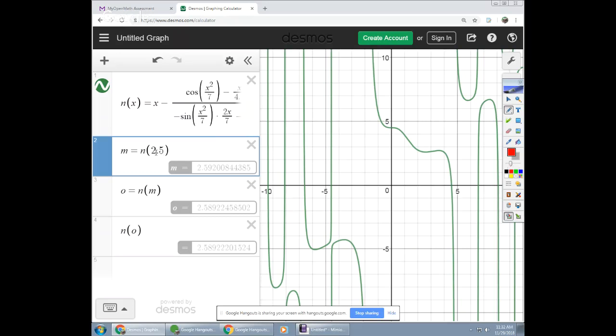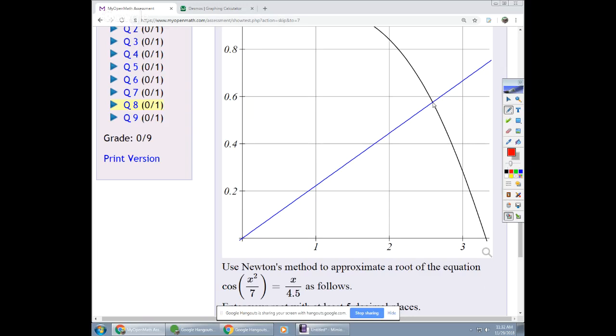Wait, how'd you choose your number again? I just looked at the graph and I said, that looks like about x is 2.5. I could have picked 2.7, might have been a better pick. It might have gotten me there one step sooner, but maybe not.